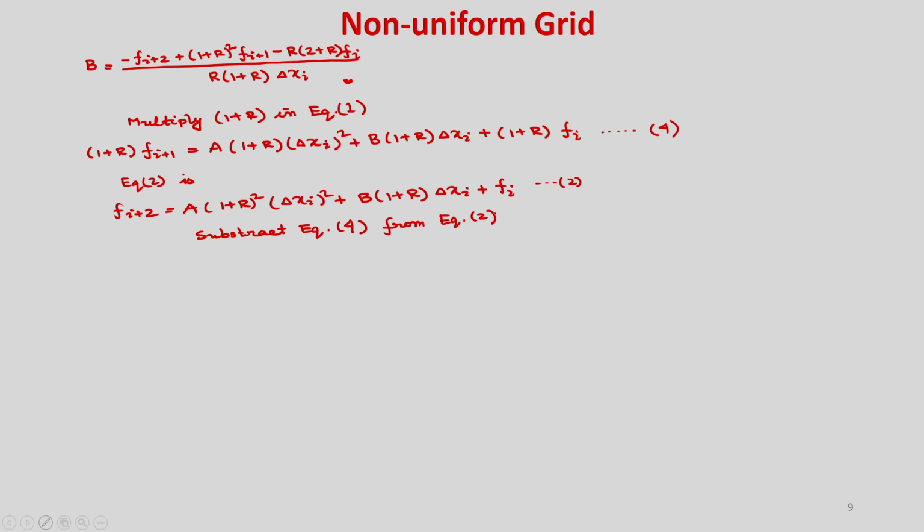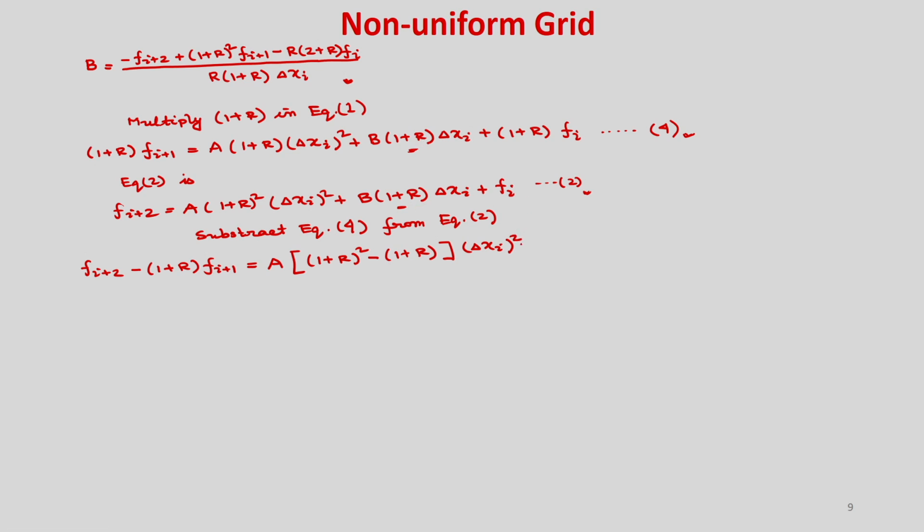Okay. So, you see now we are subtracting equation 4 from equation 2. So, what you can write, f(i+2) minus (1 plus r) f(i+1) in the left hand side. In the right hand side, the first term will be (1 plus r) whole square minus (1 plus r), okay, into delta xi square. And the second term in the right hand side, okay, you can see these are same. So, it will get cancelled.